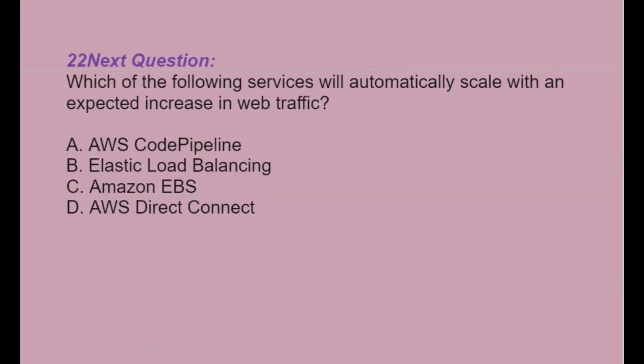Question is: which of the following services will automatically scale with an expected increase in web traffic? Option A, AWS CodePipeline. Option B, Elastic Load Balancing. Option C, Amazon EBS. Option D, AWS Direct Connect. Correct answer is option B.